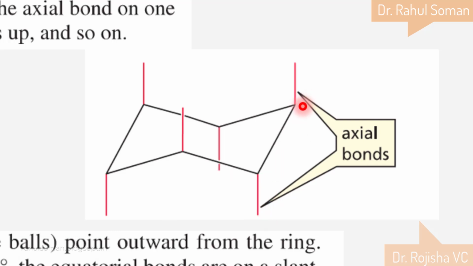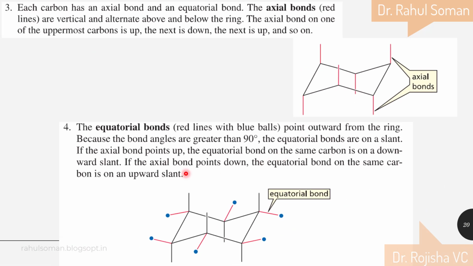Axial bonds, you have to draw alternately, up and down. And equatorial bonds: equatorial means like the earth's equator. You have to draw these in an equatorial, slanting position.